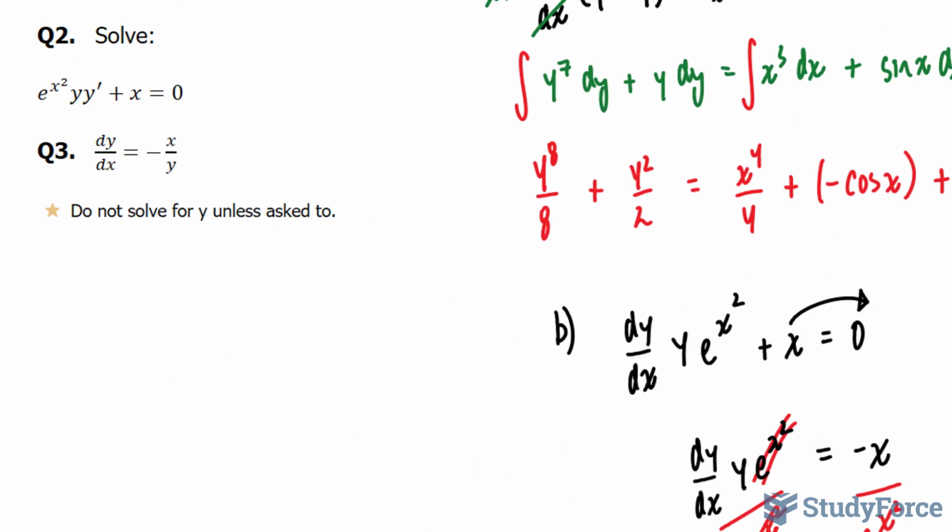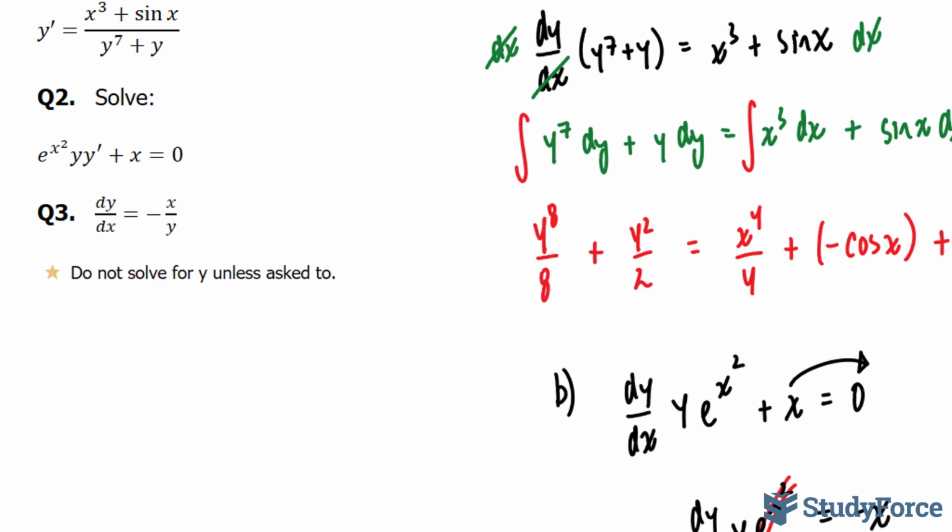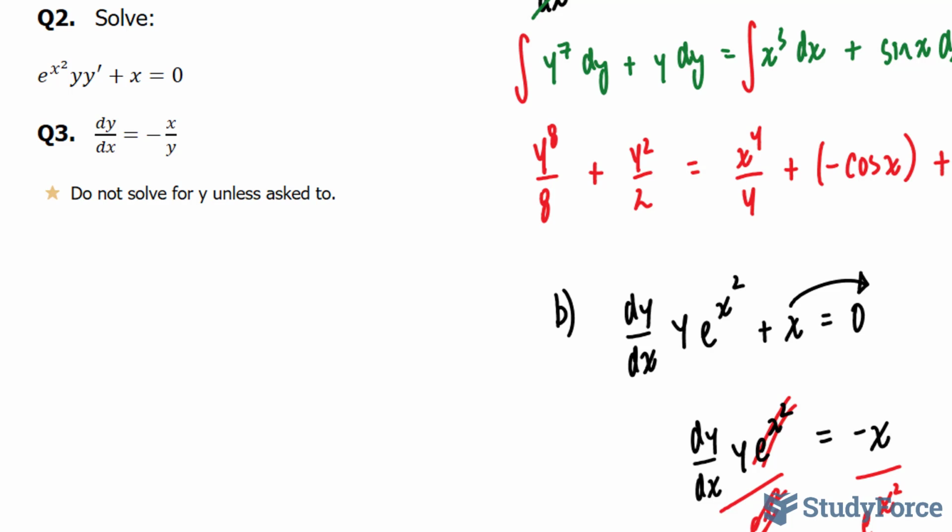Finally, in question 3, they want us to find the general solution of dy over dx is equal to negative x over y. And I've also written down here, do not solve for y unless asked to. I'm going to explain to you why I wrote that after I find the general solution. First, I'll multiply both sides by y, and then multiply both sides by dx. If I do that, I end up with y times dy is equal to negative x dx. Taking the integral of the left side gives me y to the power of 2 over 2. And the integral of the right side gives me negative x squared over 2 plus c.